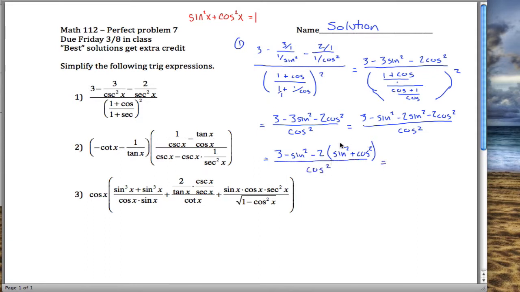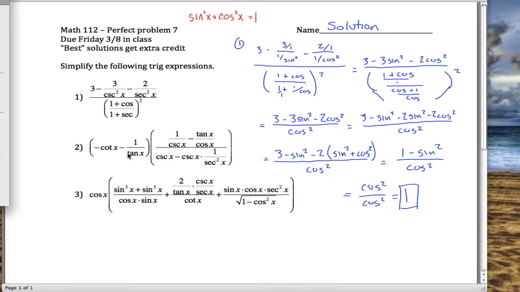And using the Pythagorean identity, this is just 1. So I got 3 minus 2, which is just 1. I get 1 minus sine squared over cosine squared. And then finally, 1 minus sine squared, that's the same as cosine squared, because you take this identity and you subtract sine squared from both sides, you'll get cosine squared as 1 minus sine squared. So this is just cosine squared over cosine squared, which is equal to just 1. So all that work, that whole thing simplifies to just 1.